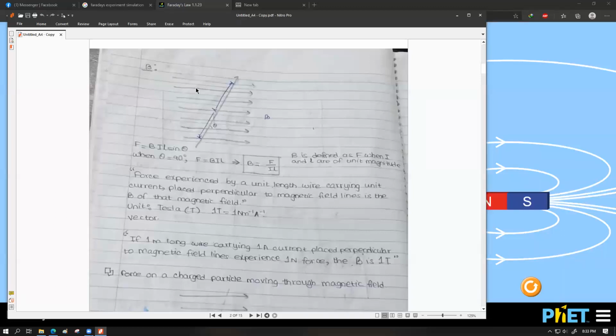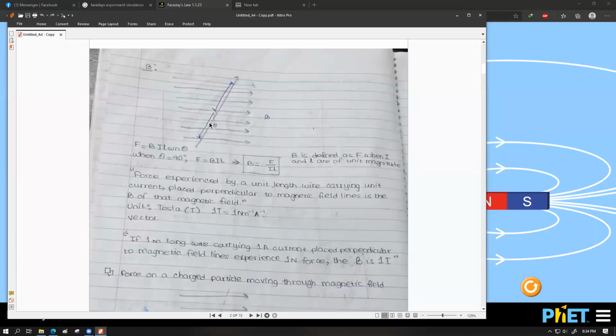But irrespective of the source, let's assume there is a magnetic field existing from left to right in this orientation. And this is the width of the magnetic field, from the top line to the bottom line. Across this magnetic field, let's say we have placed a piece of wire. This line over here represents a piece of wire which is carrying current in this direction.